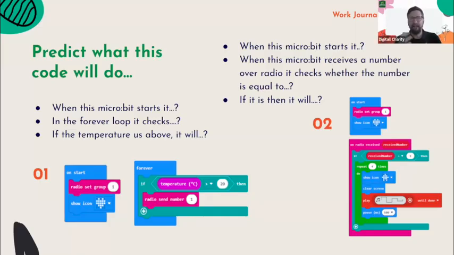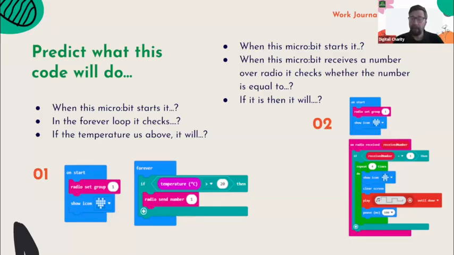Okay, so I've got 5 walkie-talkies, and one of them's on group 2, and the rest of them are on group 5. The one on group 2 can't communicate with the others, even though it could. Okay, so that's exactly the same principle here, and that's going to be important when everyone in the class is making their own projects later on, or in fact doing these activities later on.